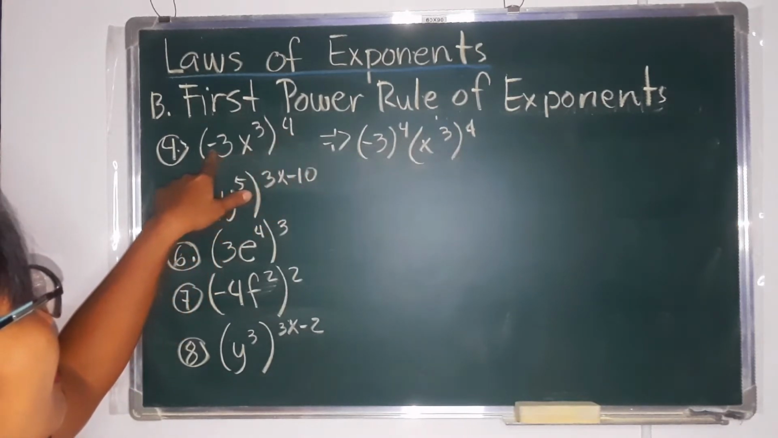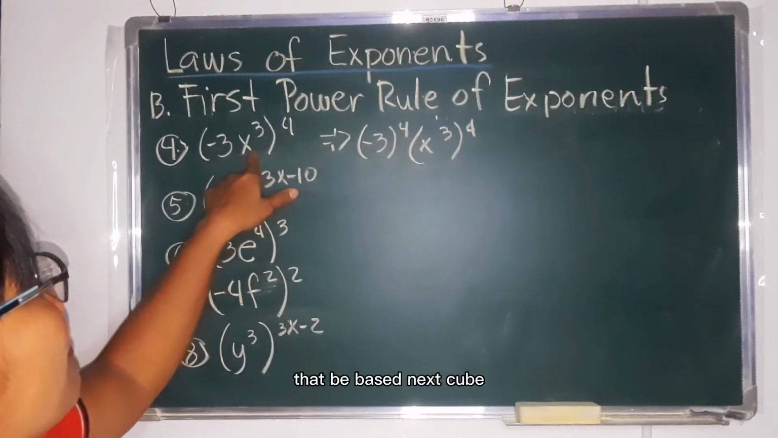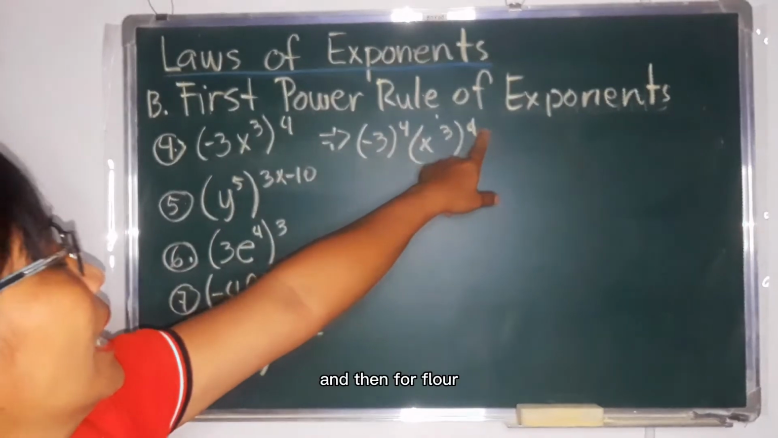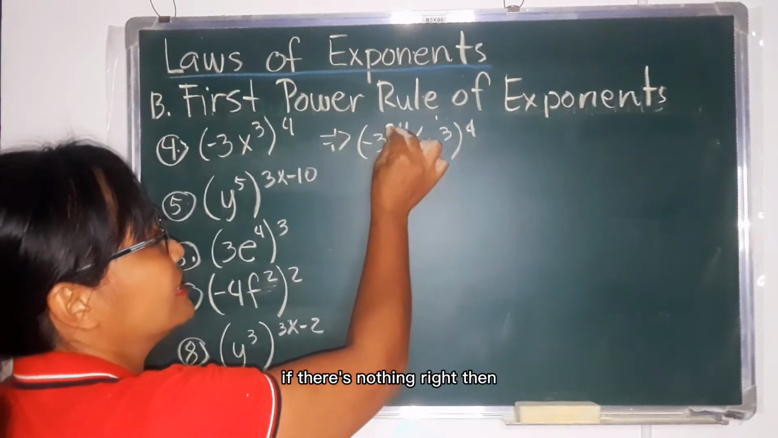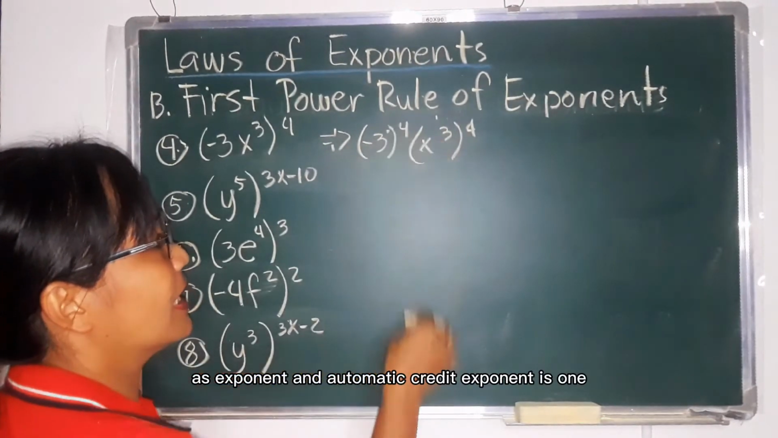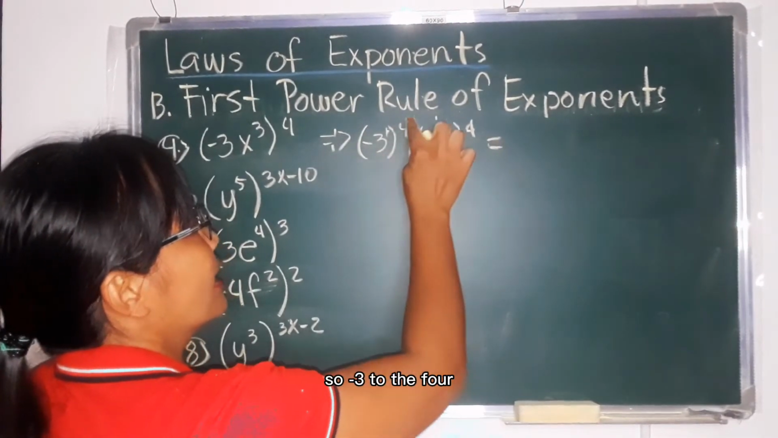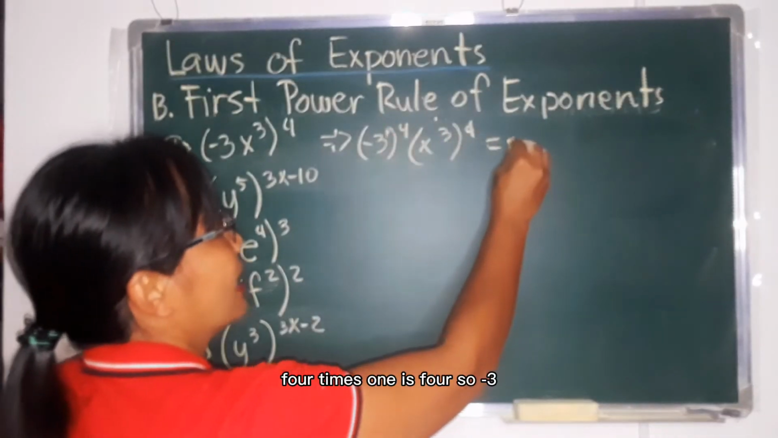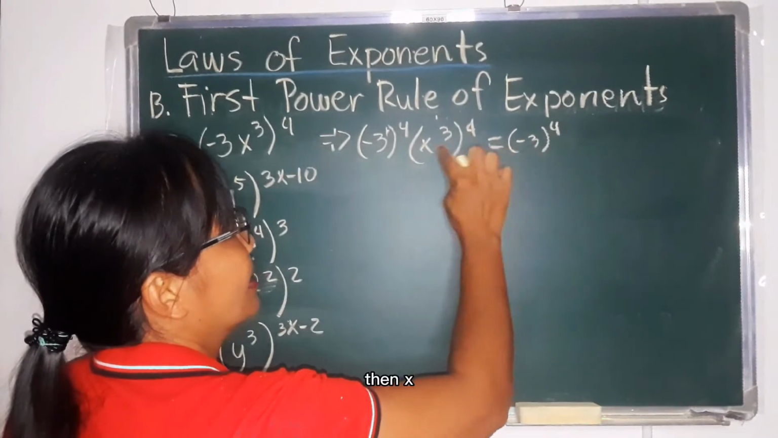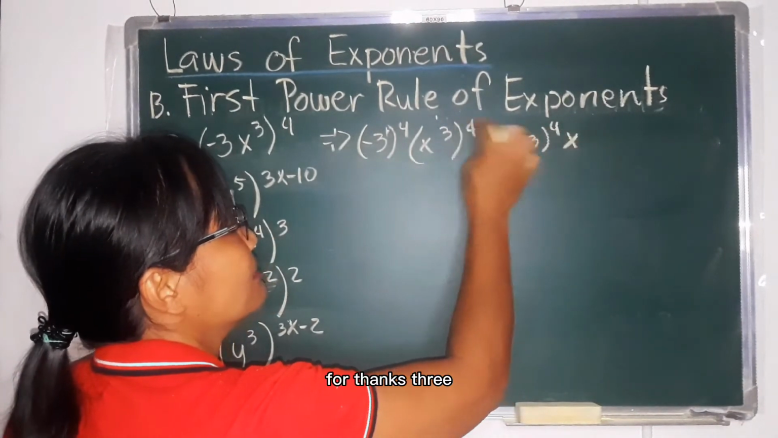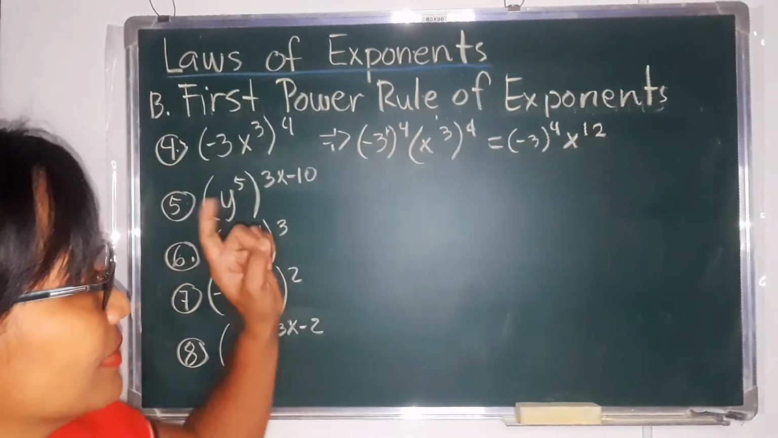So, just copy the base negative 3, then to the 4th power, copy base x cubed, and then 4th power. In here, for negative 3, if there's nothing written as exponent, then automatically the exponent is 1. Okay? So, negative 3 to the 4th. 4 times 1 is 4. So, negative 3 to the 4th power. Then, x. 4 times 3, 12. And, of course, the lowest term.